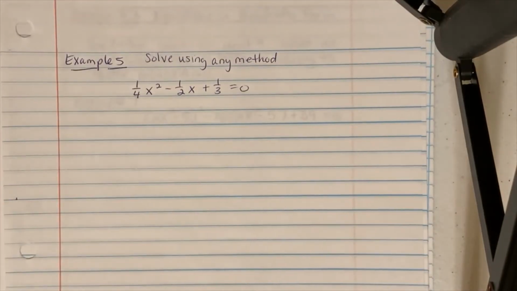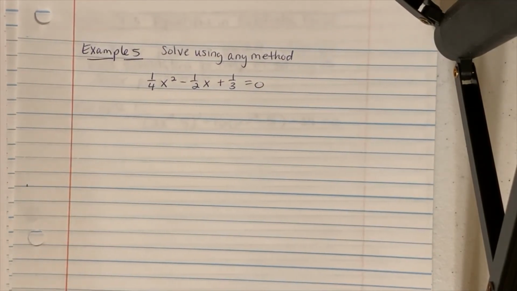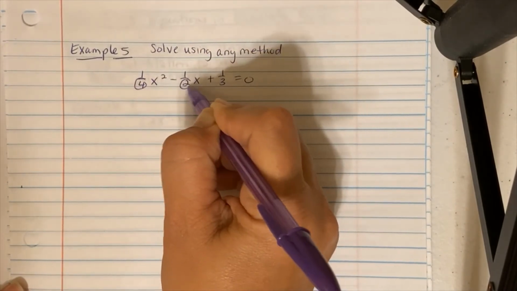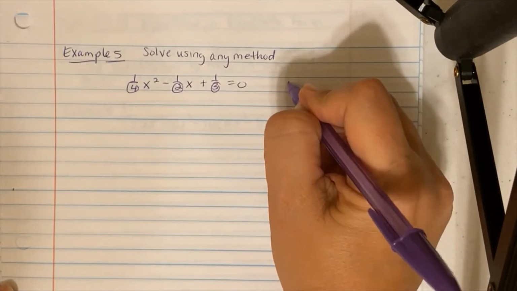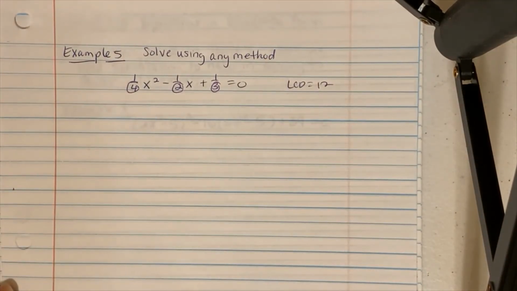So for our last example, it says solve using any method. And of course, I was going to pick a fraction problem. So it says 1/4 x squared minus 1/2 x plus 1/3 equal to 0. Remember, if you don't like working with fractions, get rid of them. First thing you want to do is look at your denominators. So I see a 4, a 2, and a 3. And I look for an LCD. The LCD in this instance is 12 because 4, 2, and 3 all go into the number 12.